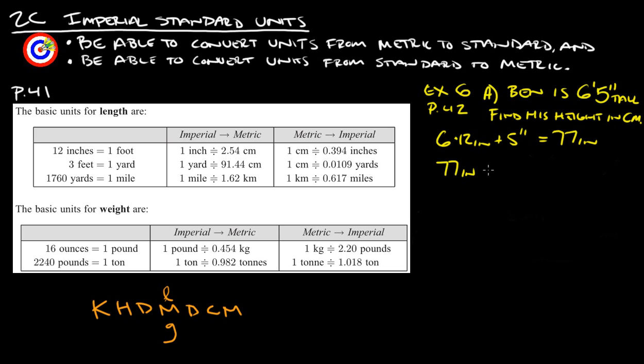Now let's convert that 77 inches into centimeters. We take 77 inches and multiply it by, using a little stoichiometry, 1 inch equals 2.54 centimeters. Since we want to get rid of the inches and turn it into centimeters, we put 1 inch on the bottom and 2.54 centimeters on top. Now the inches will cancel out. We take 77 times 2.54 divided by 1, and we find that he is 195.6 centimeters tall. That's all there is for 2C.